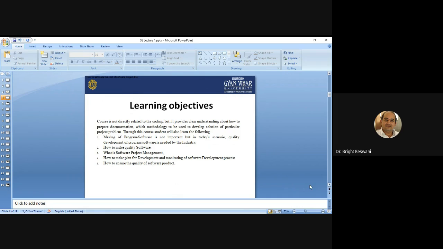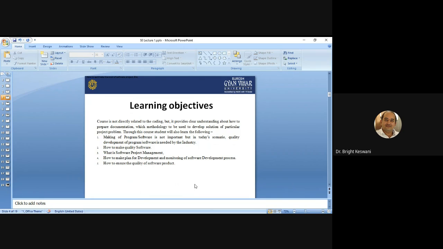Secondly, the second learning objective is how to make quality software. Designing and developing software is an easy task, but how to produce quality software is a major concern of this course.